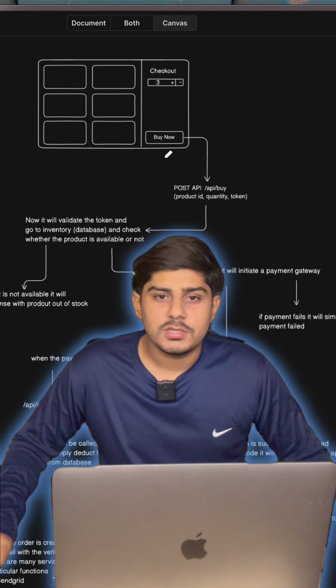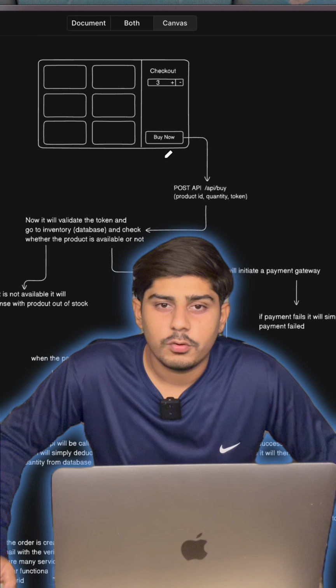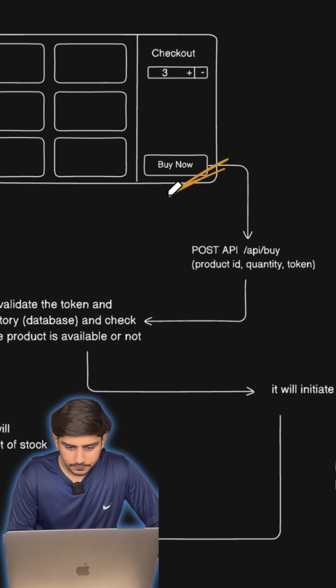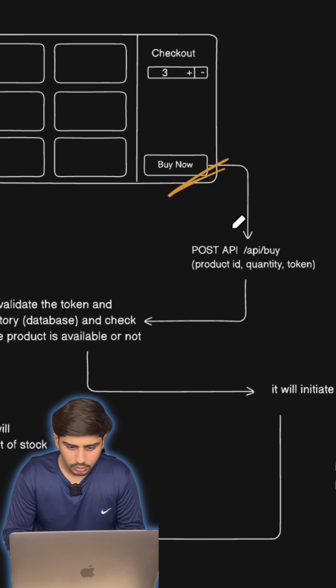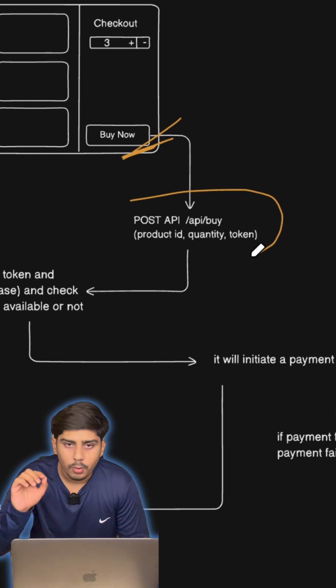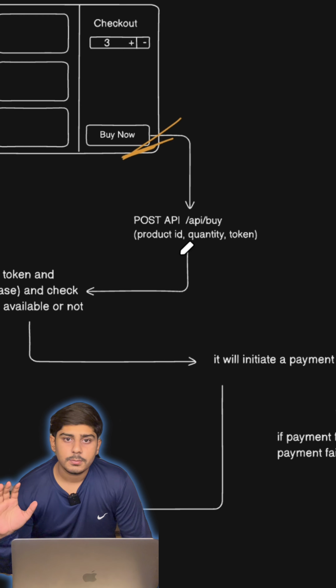This is just a formal visual representation of what happens behind the scenes. So what happens is when a user clicks on a buy now button, the backend system activates. It calls for an API and sends your product ID, quantity and token as the body. Now what is a token? We'll discuss about it later too.